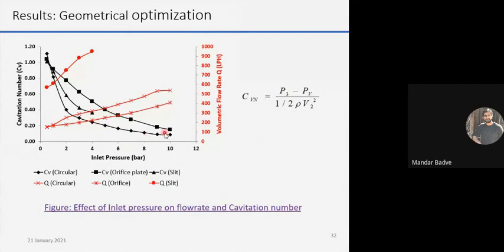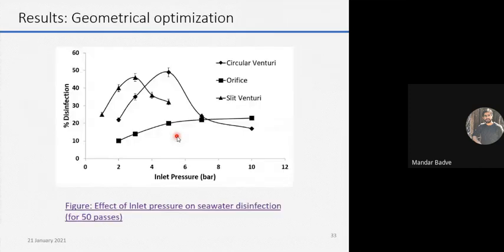Therefore, with an increase in the inlet pressure, the flow rate will be more, and obviously the effective cavitation number will be lower and lower because of that, right? So for different inlet pressure conditions, we saw for 3 different geometries that we got different disinfection efficiency. Even though the inlet pressure is the same, let's say just 2 bar, that means the amount of energy you are putting in is the same, right? But just by changing the geometry, the disinfection you get in all 3 geometries is different, right?